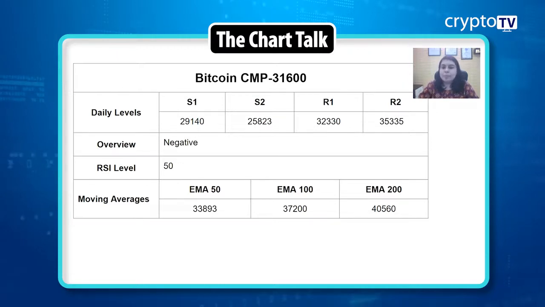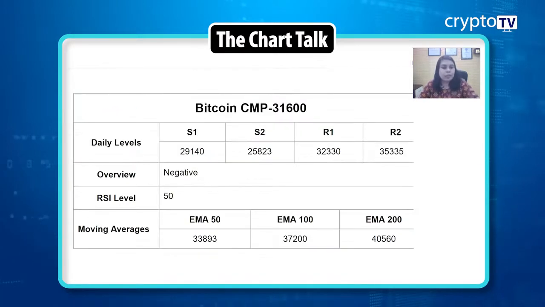If you look at the EMAs here, the 50 EMA is at 33,893, the 100 EMA is at 37,200 and the 200 EMA is at 40,560. Now there is no change in the support and resistance levels. So support 1 is at 29,140, support 2 is at 25,823, resistance 1 is at 32,330 and resistance 2 is at 35,335. Let's quickly move on to the chart.